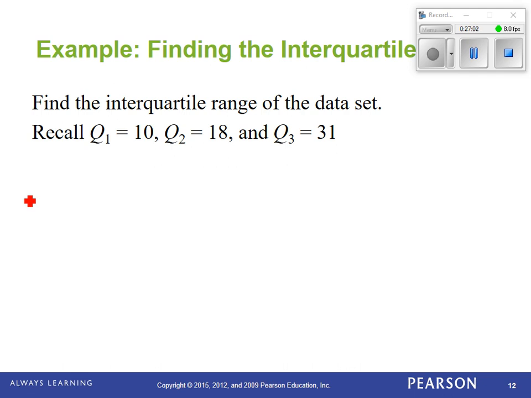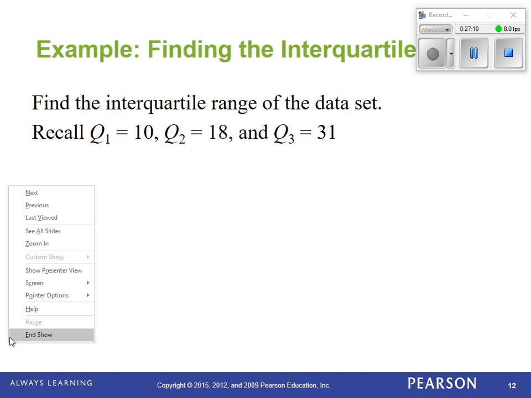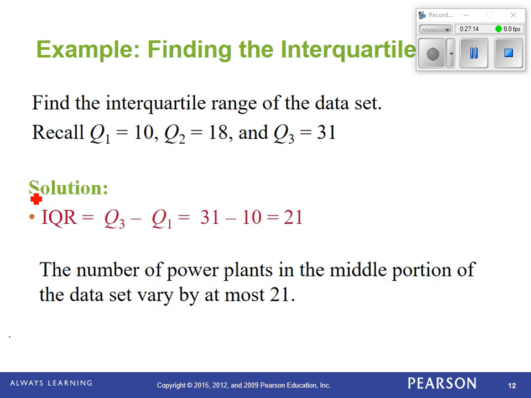Find the interquartile range of our set of data. Which two numbers are we going to use? 31 and 10. What's 31 minus 10? 21. That's the interquartile range. The number of power plants in the middle portion of the data set vary by at most 21. Again, that's 50% of the data.